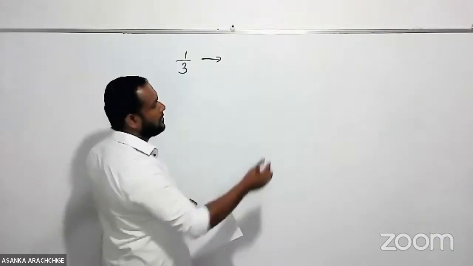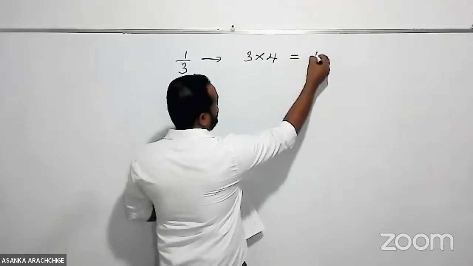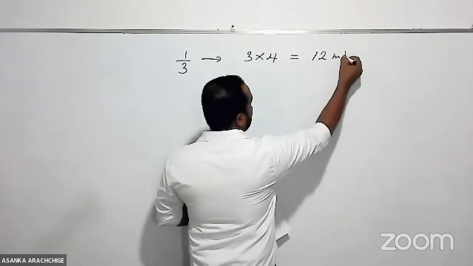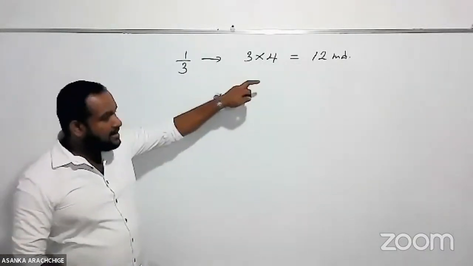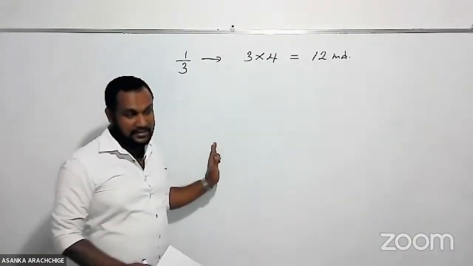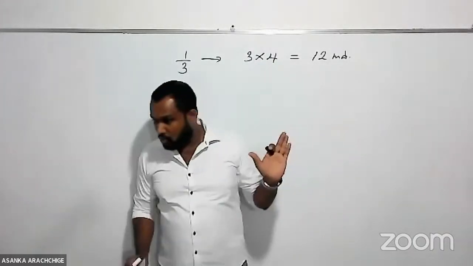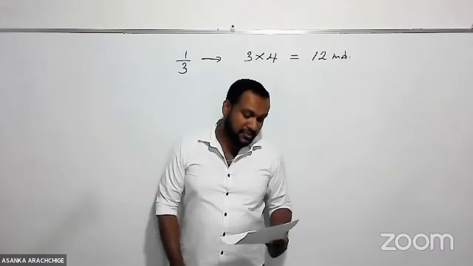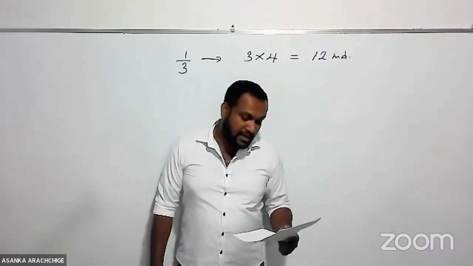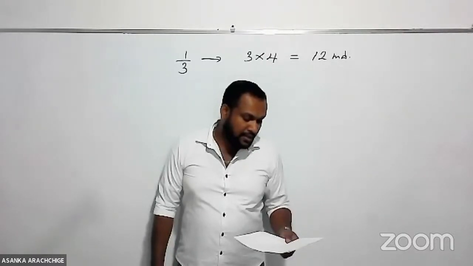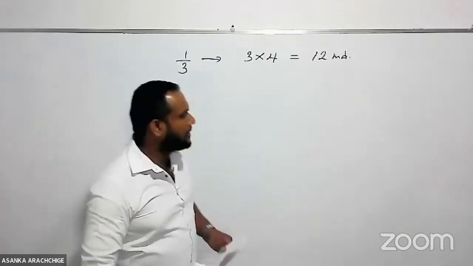3 men, 4 days. 3 times 4, which is 12 man days. 12 man days is 1/3 of the task. Question: how many days will 3 men take to complete 1/2 of that task? Right. Now listen.